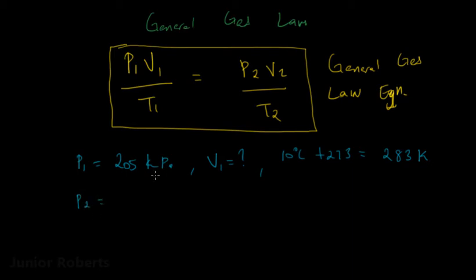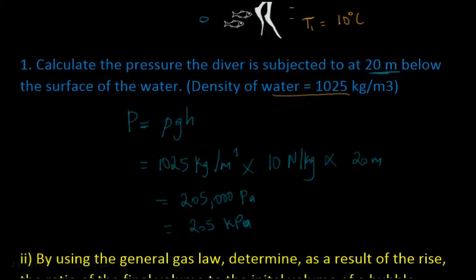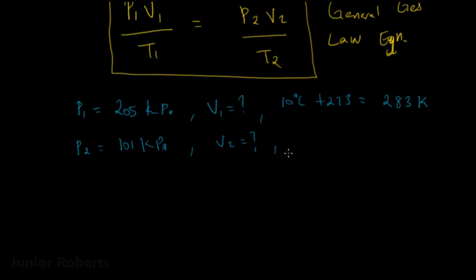Now P2 would be the pressure at the surface, and that's 101 kilopascals, while again V2 is unknown. Because our temperature at the surface was 25 degrees Celsius, we're going to add 273 to that to get our temperature in Kelvin. So we have 25 degrees Celsius plus 273, and that gives us an answer of 298 Kelvin. Alright, so these are the values that we'll be working with to help us to solve our question.